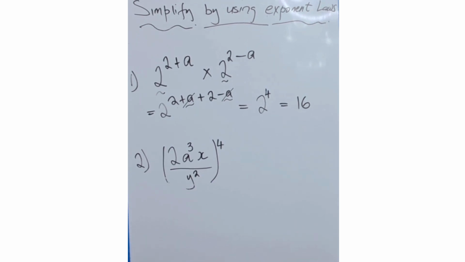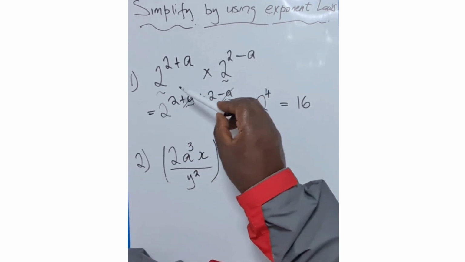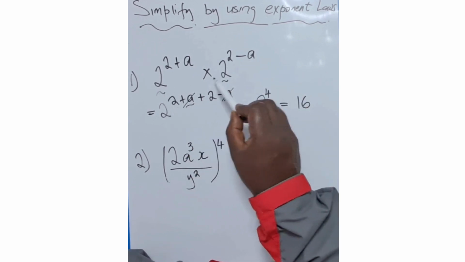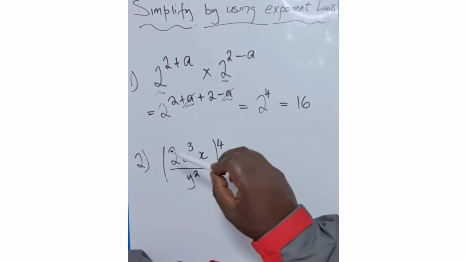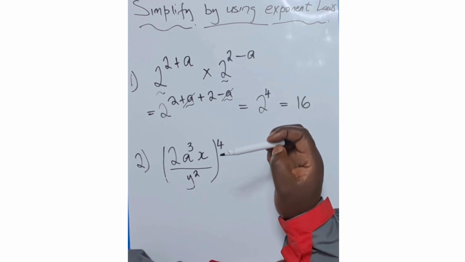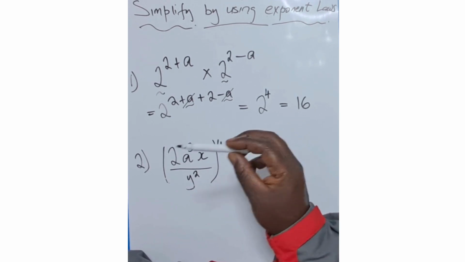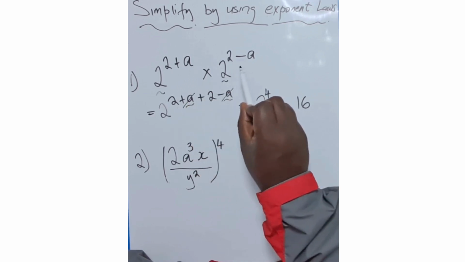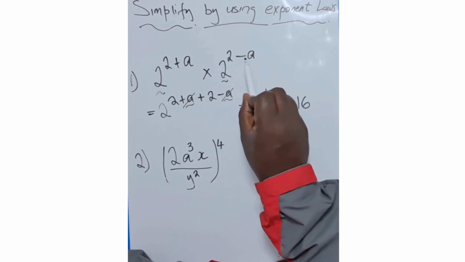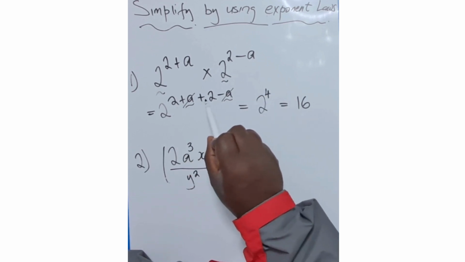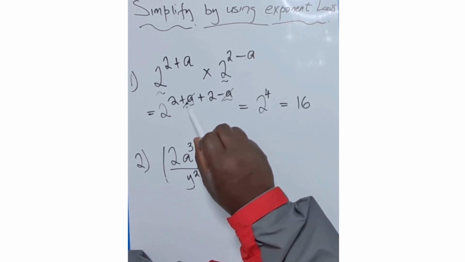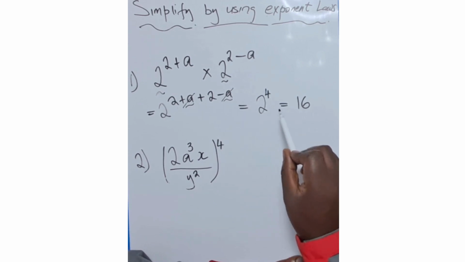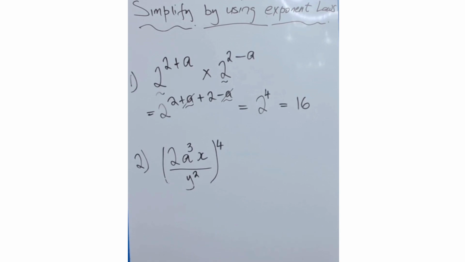Okay, so let's recap on this one. We look at the two terms that we have, and the bases are the same. We have a 2 and a 2, and the law says if the bases are the same, we add the exponents. So the base is 2, and we need to add 2 plus a to 2 minus a, which is 2 plus a plus 2 minus a, and positive a will cancel the negative a, and we are left with 2 to the power 4, and 2 to the power 4 is 16.